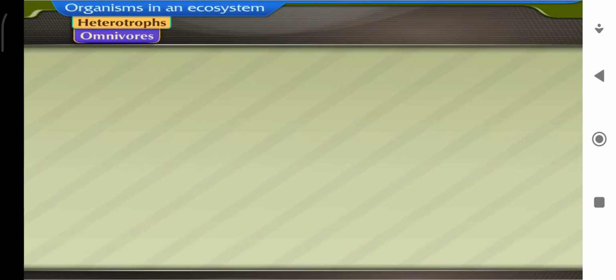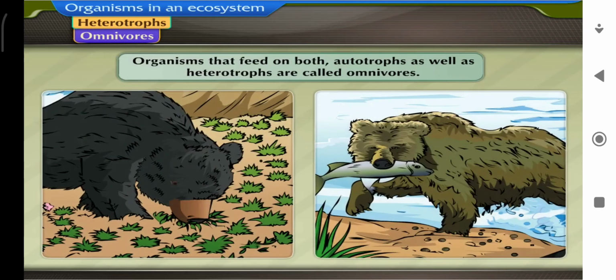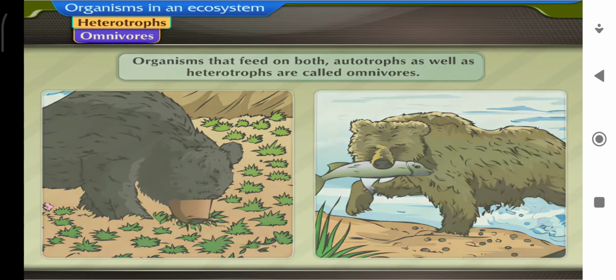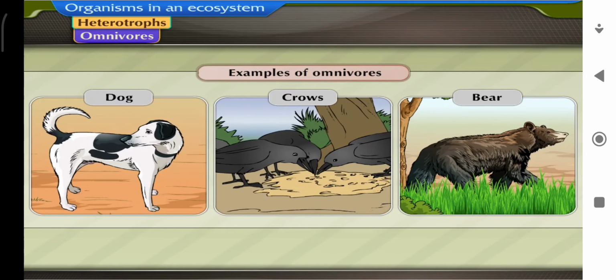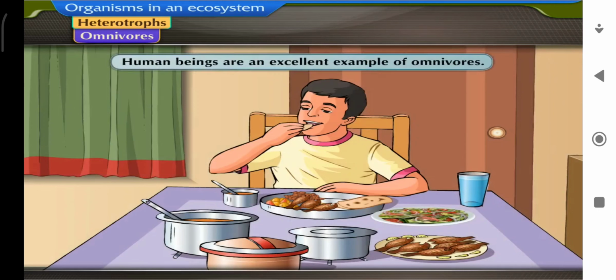Omnivores. Organisms that feed on both autotrophs as well as heterotrophs are called omnivores. Animals like dogs, crows, and bears are examples of omnivores. Human beings are an excellent example of omnivores. They consume vegetables, which are of plant origin, and also meat and fish, which are of animal origin.